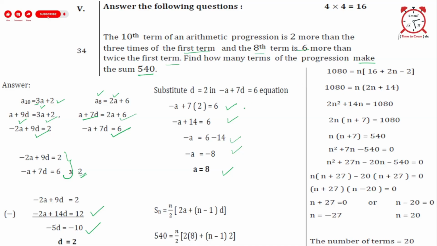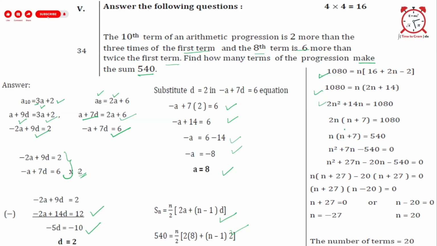Using these values we have to find the number of terms for which the sum is 540. How many terms do you add so that the sum is 540? So we will write this formula. We will write sum 540 and the other values, like first term and common difference, and n will remain as it is here. After writing and simplifying we get the quadratic equation 2n square plus 14n equal to 1080.